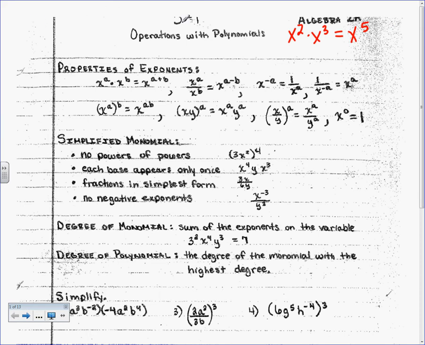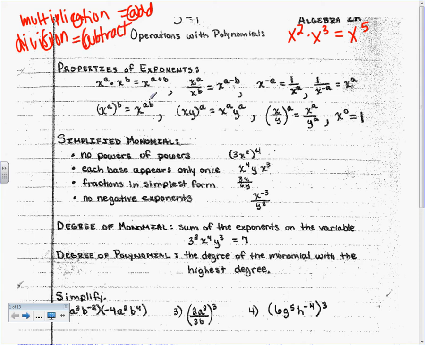So you can memorize it, or some people are better this way: multiplication has an A, so we add. Division has an S, so we subtract. Some people are better that way. Do whatever makes sense to you, okay? That's what I told my Algebra 1 kids.